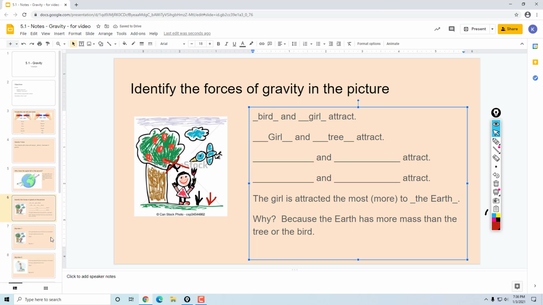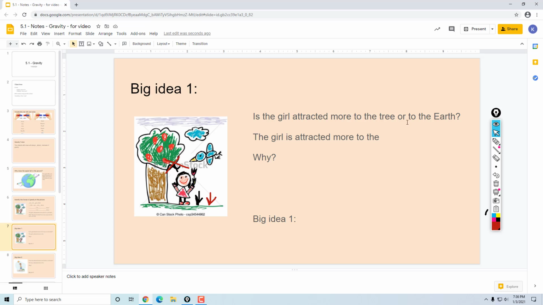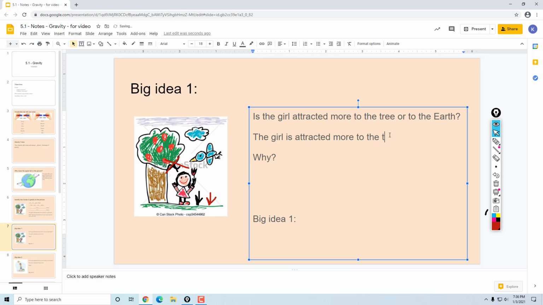So what did we learn? The girl is attracted more to the earth than to the tree, because the earth has more mass. So the big idea number one: more mass, more gravitational force, more gravity.